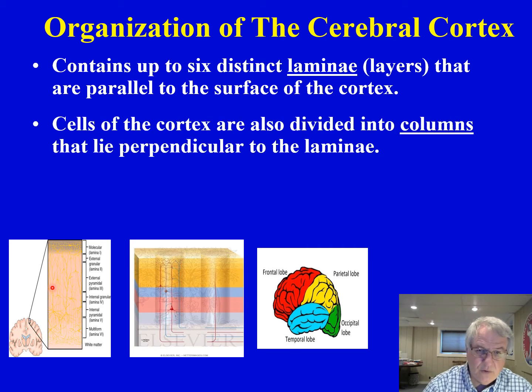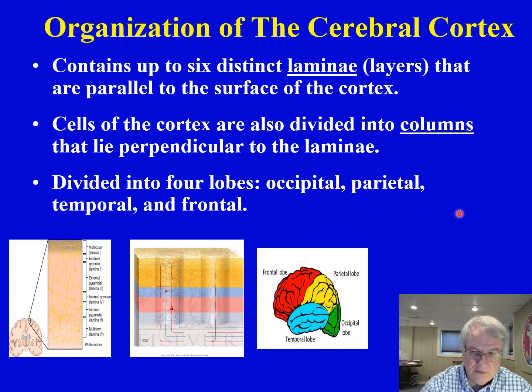What we also know is that the cells of the cortex are divided into columns, like what you see here. And they lie perpendicular to those laminal layers. Here are the laminal layers, and here are these columns, they almost look like silos, and they lie perpendicular to the lamina. And third basic thing, we have 4 lobes of the brain. Here's our frontal lobe that you see right here. Here's the parietal lobe. Here's the occipital lobe. And here is the temporal lobe.